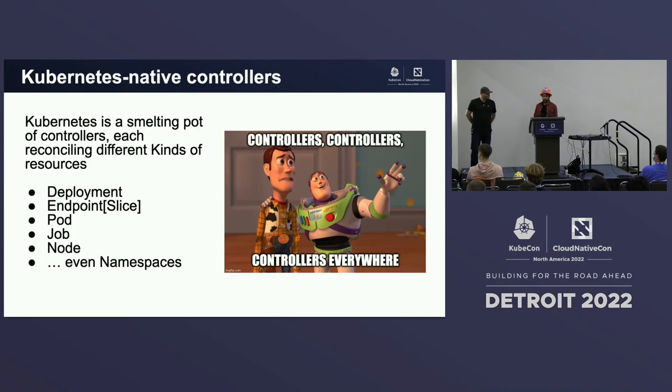We have a lot of controllers in Kubernetes. Almost everything in Kubernetes is just controllers. It's a melting pot of controllers. Each one of them is reconciling a different kind of resource. A good example is deployments and endpoints. Whenever you create a deployment, you have a deployment controller creating the deployment object and the replica set objects, and then behind the scenes, you have a lot of other controllers that will go and create your objects, including the pods. We also have jobs and nodes, and even namespaces are created or managed by Kubernetes native controllers.